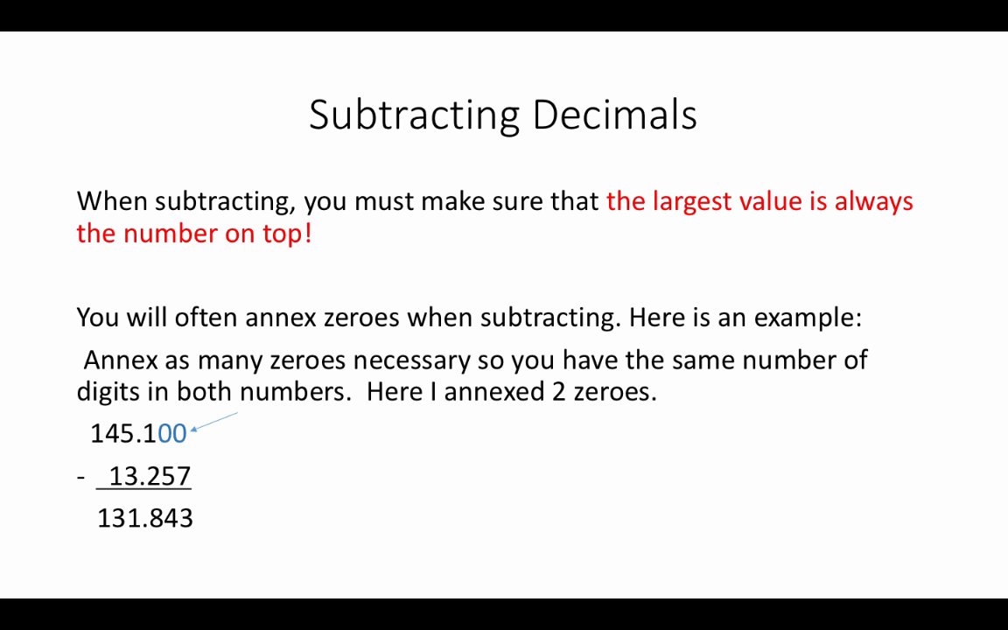You cannot simply bring the 57 down and just call it a day. You have to annex zeros and do normal subtraction with borrowing. So that is another non-negotiable. You have to put the zeros and then do your borrowing. And don't just bring the 57 down and think that that is the answer, because that's not going to work.